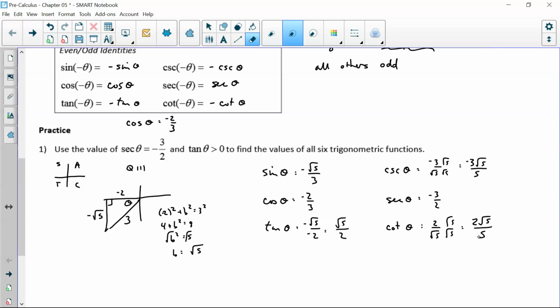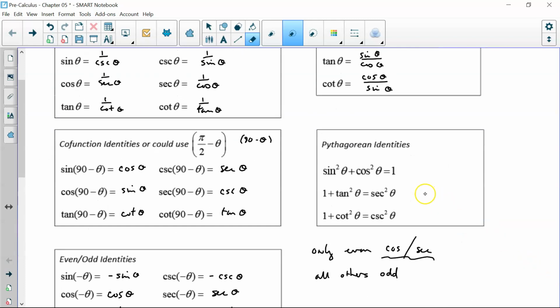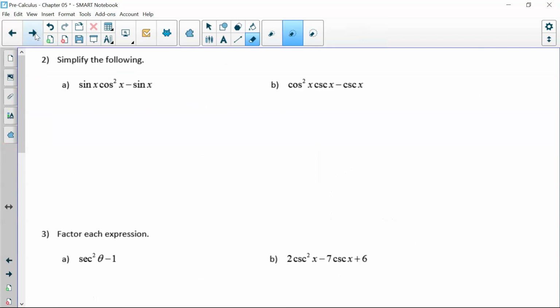Now, on the next page, we're going to be talking about simplifying. So I did give you a review sheet with all of these on it that you should print off. Make sure you have it. It's going to make the next part a lot easier because you're going to keep referring back to these. We're verifying, or excuse me, we're simplifying here.